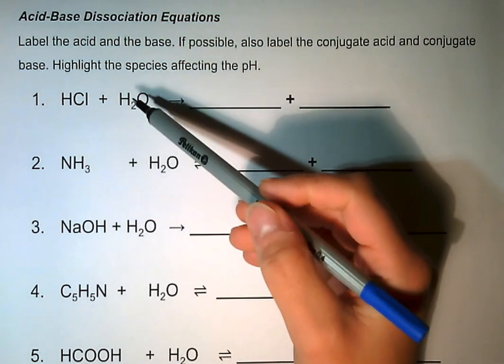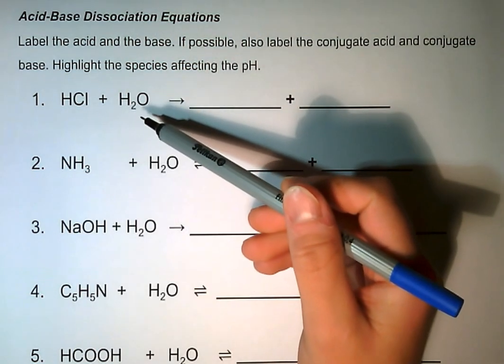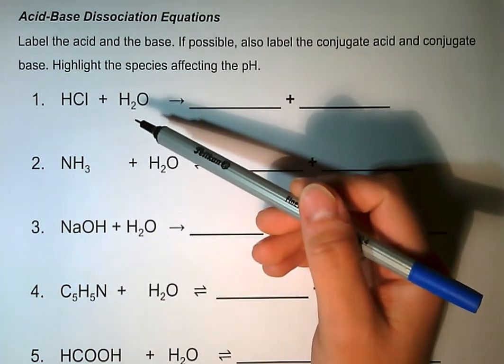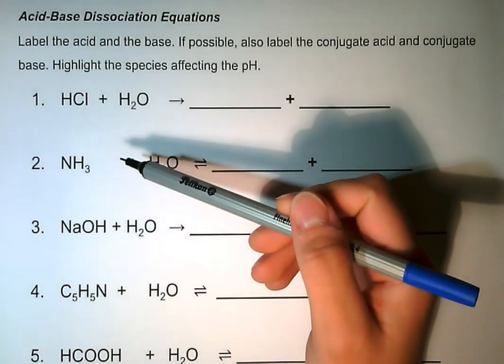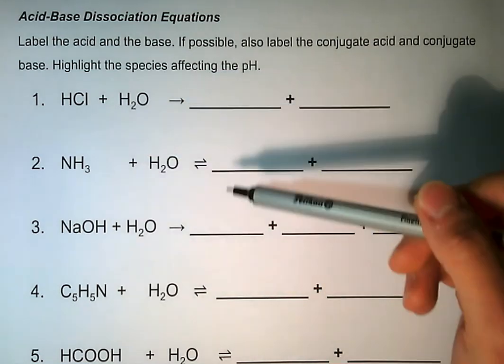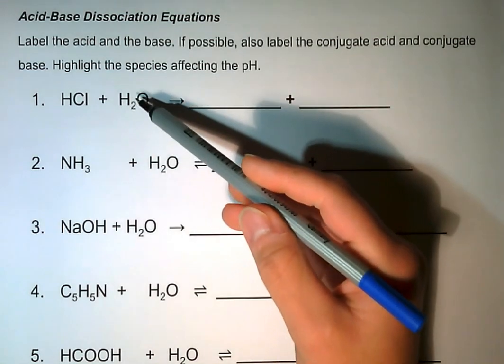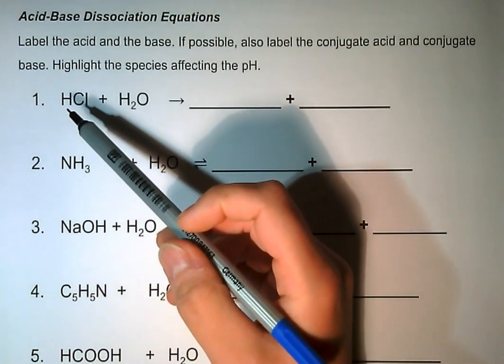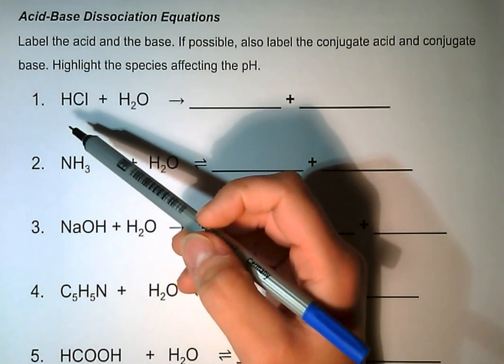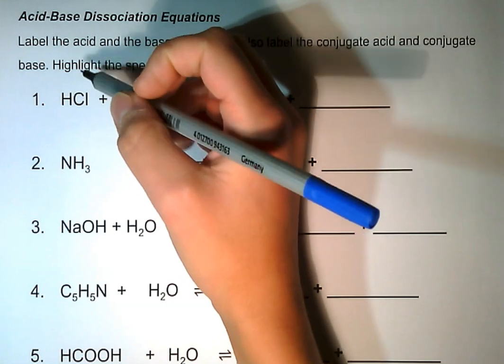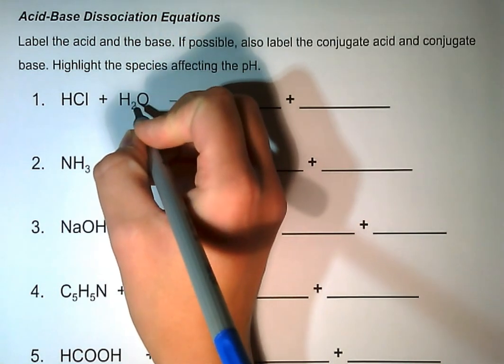Remember, water is a special kind of compound. It's called an amphoteric compound, and that means that it can behave as either an acid or a base. In all of these problems, one of the species that we're looking at is water. So we really need to look at the other substance to determine whether water will act as an acid or a base.